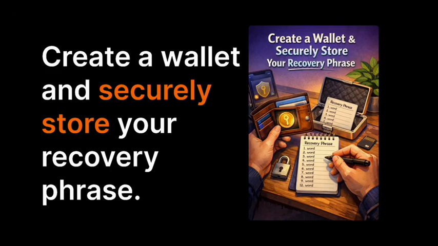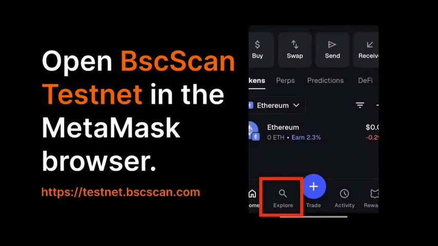Once you've written it down, MetaMask will ask you to confirm the phrase. Just follow the instructions and confirm it carefully. When you're done, your wallet is now created and ready. Now that your wallet is set up, we're going to open the BSC Testnet website inside the MetaMask browser. This is where we'll add the BSC Testnet network.